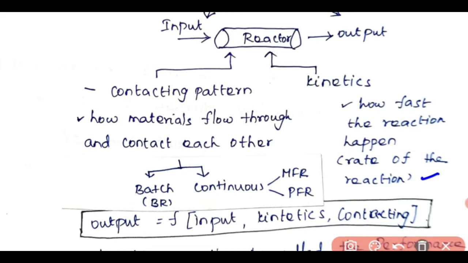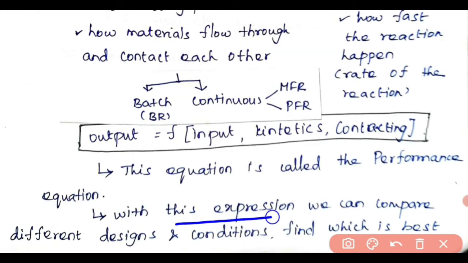Before going to design a reactor, first you should know the rate of the reaction. That is, you should study the kinetics of the reaction. Then only you will go for a reactor design. Then contacting pattern. In general, for ideal reactors we have two contacting patterns. One is batch wise, then continuous flow. The batch reactor is an example for batch wise process, and the mixed flow reactor and plug flow reactor are examples for continuous flow. Then with this performance expression we can compare different designs.